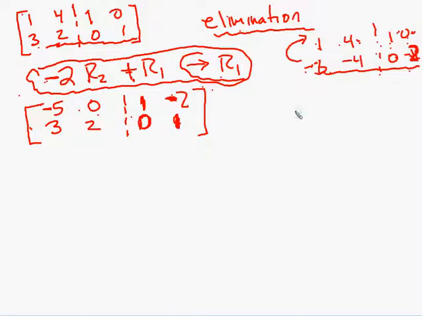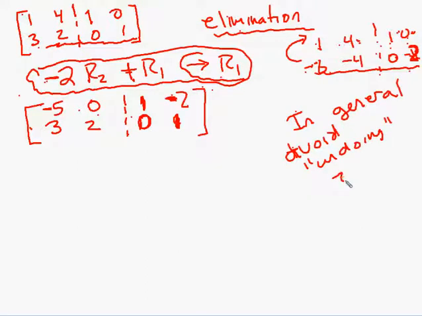In general, now there's some exceptions. Sometimes you can't avoid it, but in general, avoid undoing zeros. We want zeros. We are not going to try to get any of the ones yet. We want to get the zeros first.